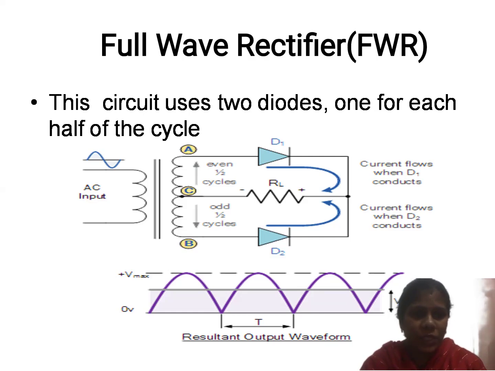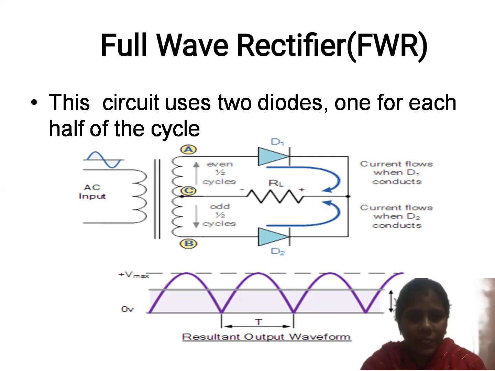So here the AC input signal is given to the primary winding of the center tapped transformer, and towards the secondary winding. The secondary winding is divided into three parts. The first part, A, is the plus phase, B is considered as the minus phase, and C is taken as the neutral.